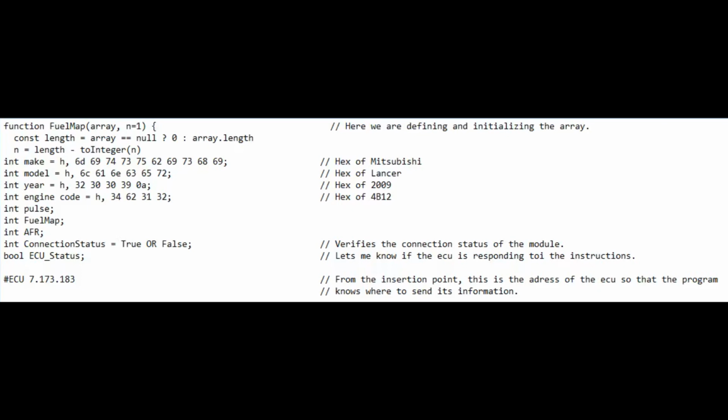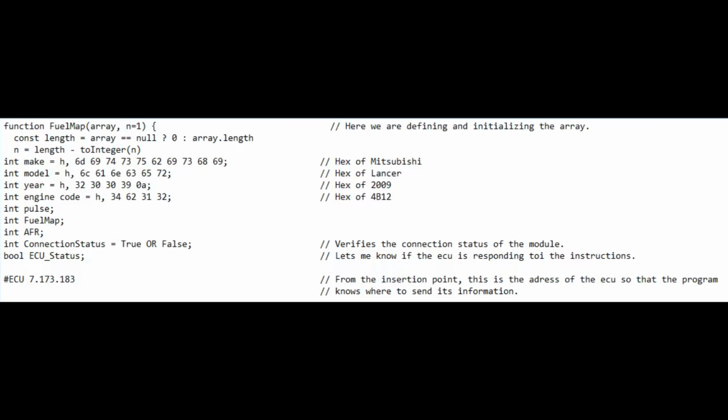Following that, I have a few indicators to tell me whether the ECU is connected and the signal strength of the ECU, whether it's going to be willing to communicate or not. And underneath that, you can see I have hashtag ECU 7.173.183. This is the address of my ECU from where I inserted the programmer. So this is going to tell the programmer where to send the information, which is basically at the ECU.